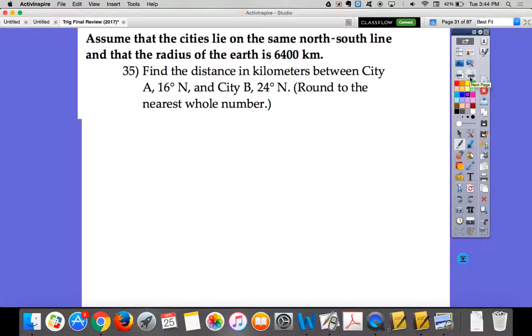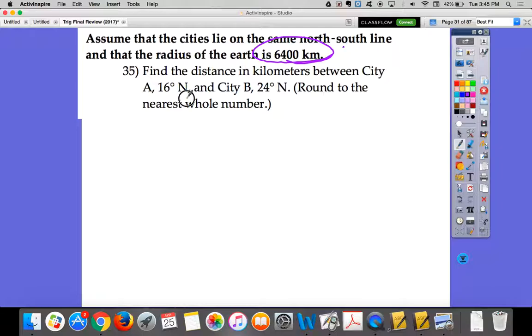Okay, assume that the cities lie on the same north-south line and that the radius of the Earth is 6,400. Okay, that's important. Don't forget that. That's going to be your R. So find the distance in kilometers between city A and city B.